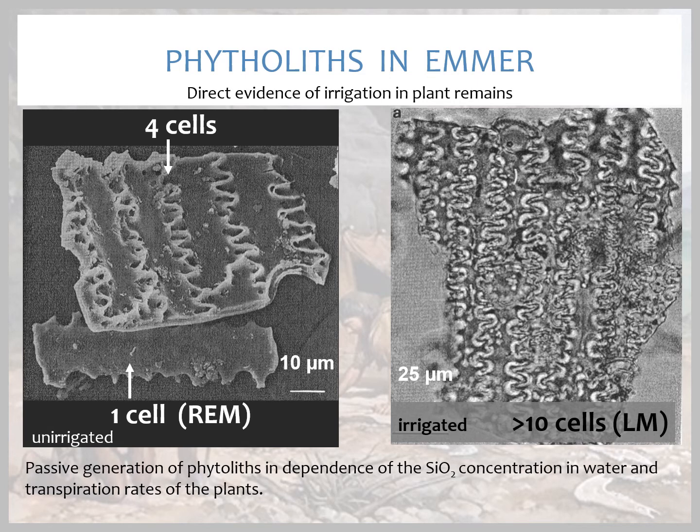Some phytolith researchers observed that united cell structures in emmer wheat consist frequently of more than 10 cells if the crop has been irrigated, while those with only few united cells are more frequent in unirrigated cereals. This relates to the passive process of phytolith formation in cereals, which means that the amount of phytoliths directly depends on the SiO2 concentration in the water and on the rate of transpiration. This led to the hypothesis that the frequency of large united cell structures depends on the microclimatic environment.